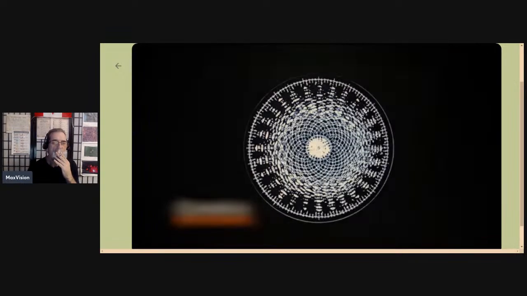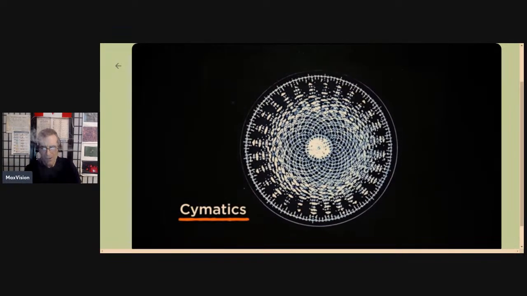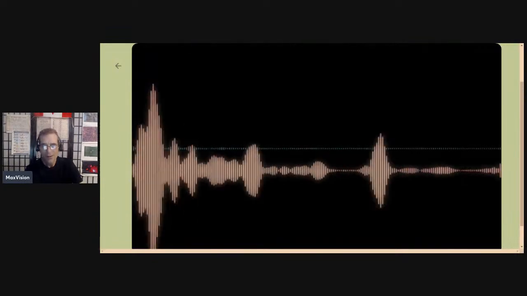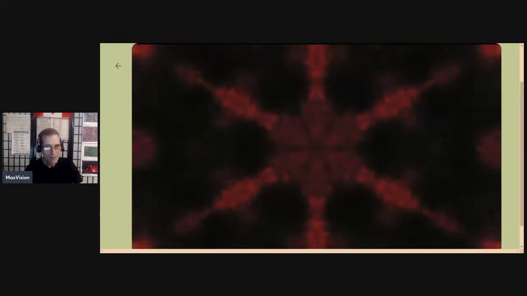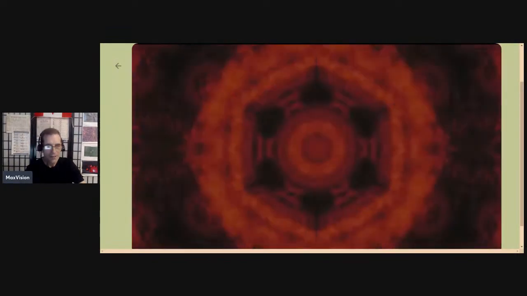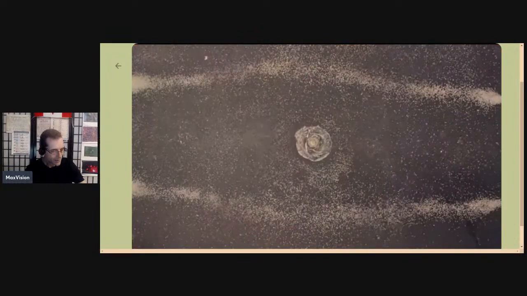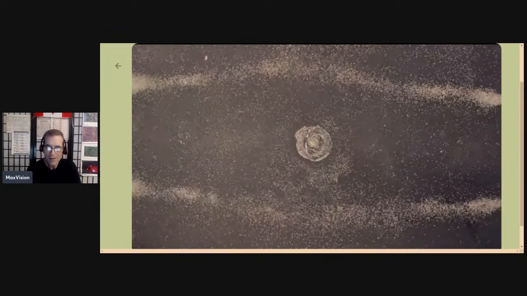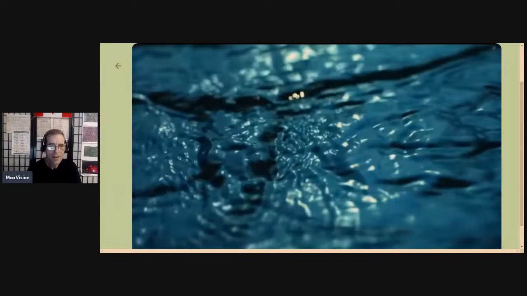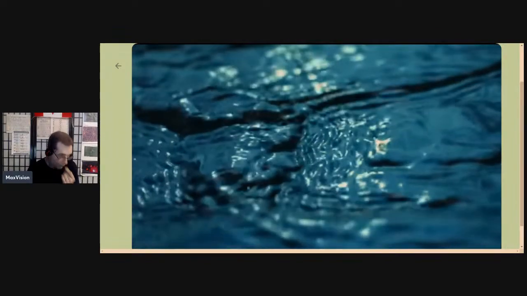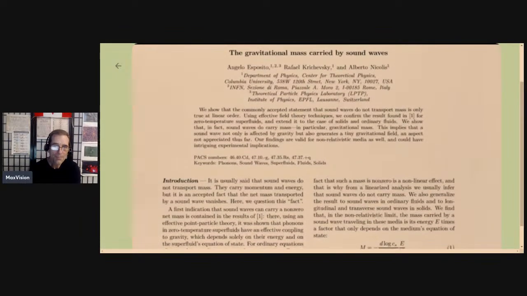The field of cymatics offers a captivating perspective on the relationship between sound, vibrations, and the formation of intricate geometric patterns in various substances. By studying the visual representations of sound waves in materials like sand or water, researchers have made remarkable discoveries about the vibrational energy emitted by sound.